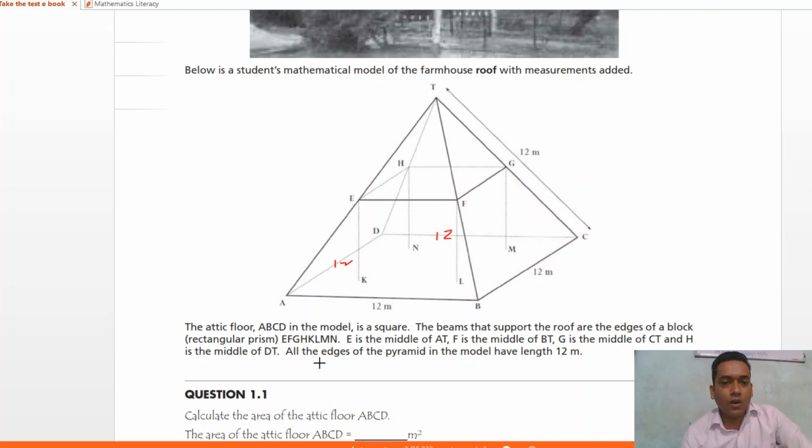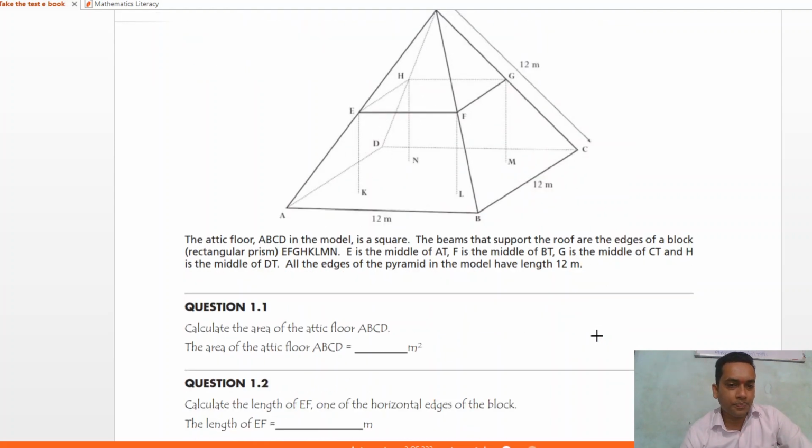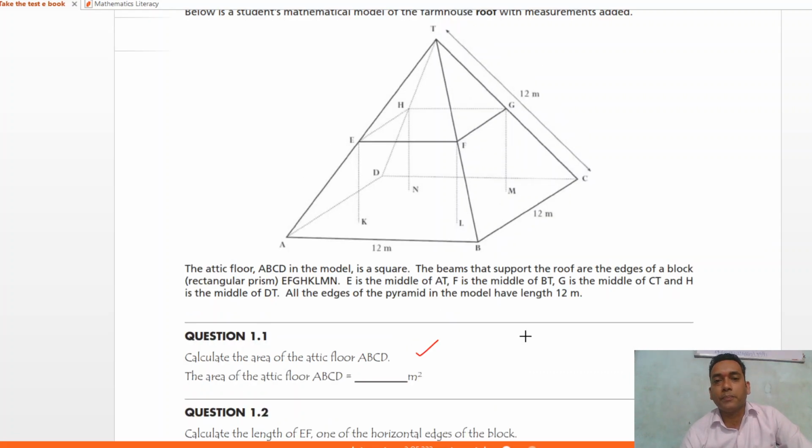All the edges of the pyramid in the model have length 12 meters. That is, AT is 12, BT is 12, CT is 12, DT is 12, and AB, BC, CD, AD are all 12 meters in length. Now, after understanding this, let us see what they are asking us. Question 1.1 says: calculate the area of the attic floor ABCD.